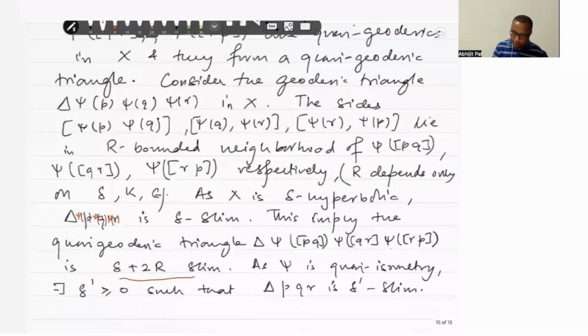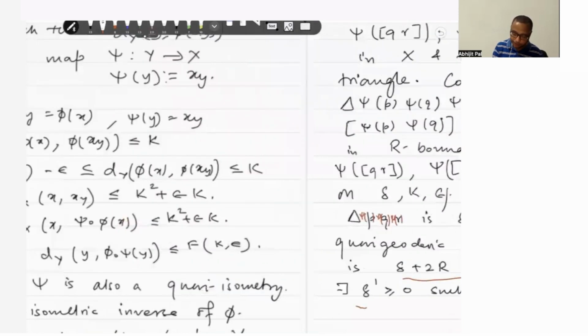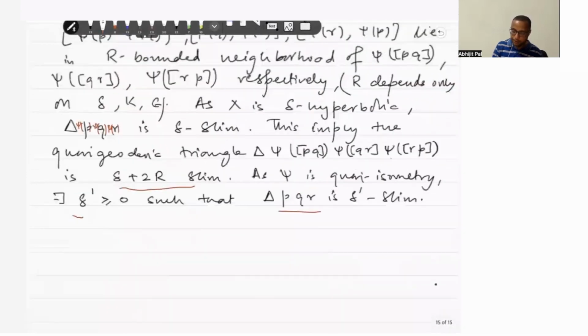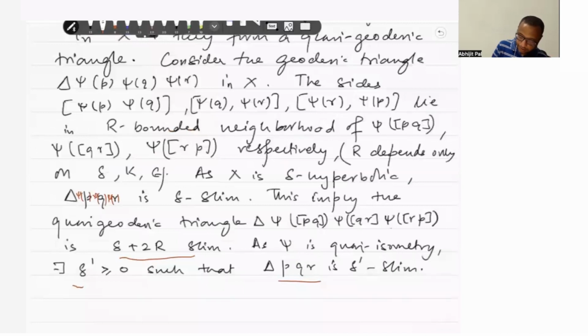As psi is a quasi-isometry, there will exist some delta prime greater than or equal to 0 such that the triangle PQR is delta prime slim. So what we have proved is that this quasi-geodesic triangle, the red triangle here, is delta plus 2R slim, and because psi is a quasi-isometry, this triangle PQR will be delta prime slim. This delta prime depends only on delta, K and epsilon. I leave this as an exercise to check the details. Okay, so I'll stop here.